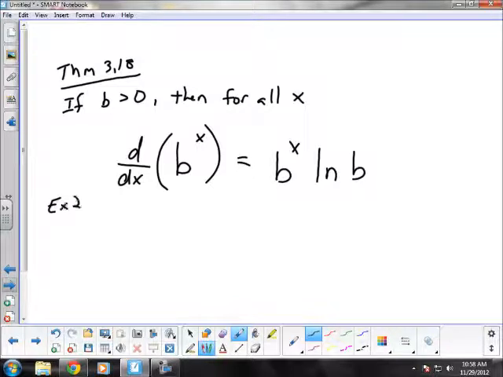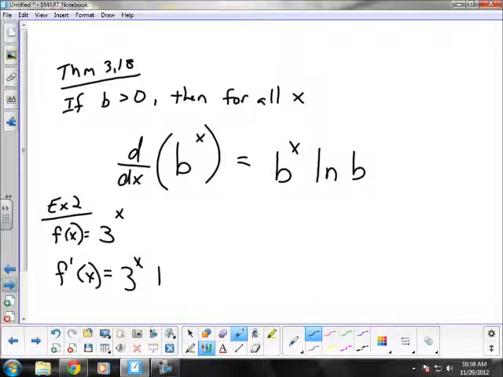So example 2, if we have that f of x is 3 raised to the x. This follows my pattern, right? It's just a number raised to the variable. Yes? So the first derivative, I just write it down again just like it is. So I've got 3 to the x, but then I multiply it by the ln of 3, the number. That's it. That's how you do it. Yep, just plug stuff in to get that one.